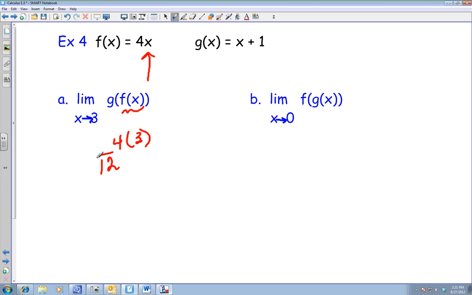Now, I've done the inside. I'm going to work my way out. Now I'm going to find g of 12. So I'm going to go find my g equation, plug 12 in, 12 plus 1, 13 is my final answer.